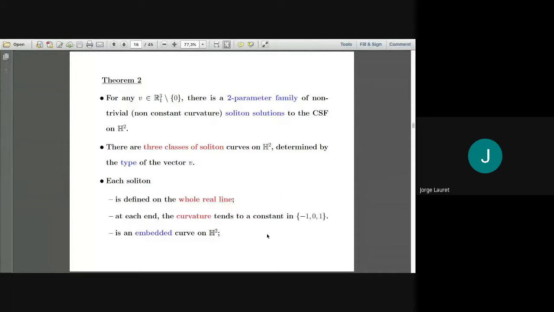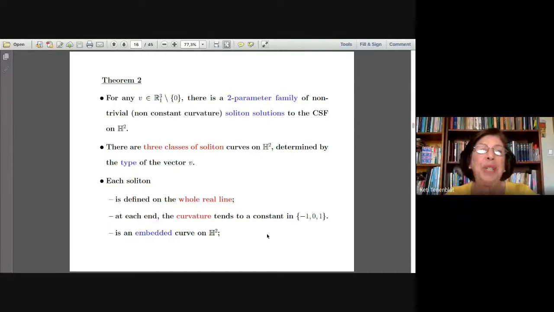Actually, what about translating? Do you have the notion of a translating soliton in the hyperbolic plane? What would be translating? Would it be going along geodesics or something like that? I don't know. What I'm doing is just guessing, just imagining what could be.